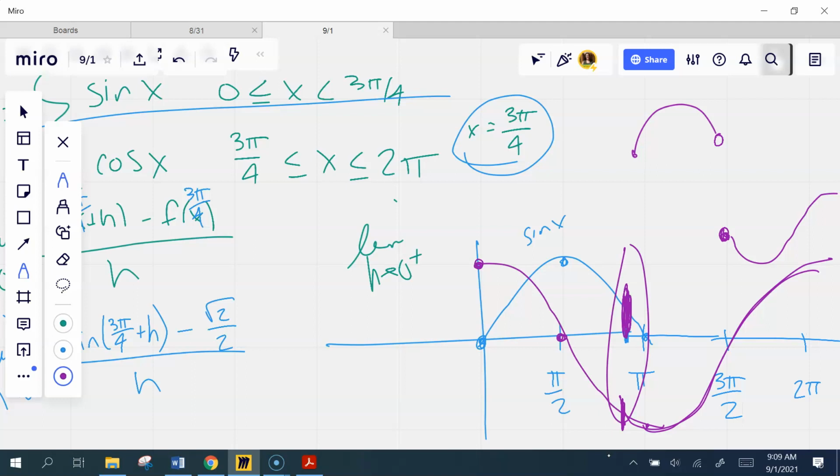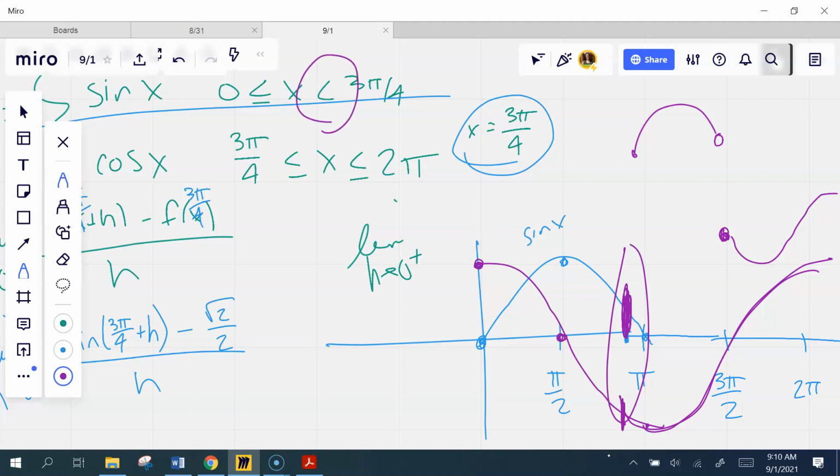The left-hand limit and the right-hand limit are nowhere close to each other. So we don't have to do this. Because it's discontinuous, the difference quotient isn't going to exist there because it's not going to be the same for both of them.